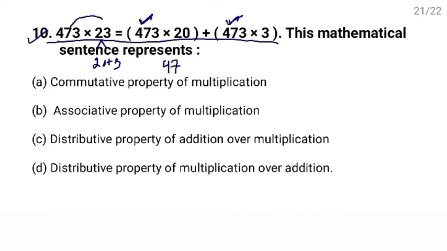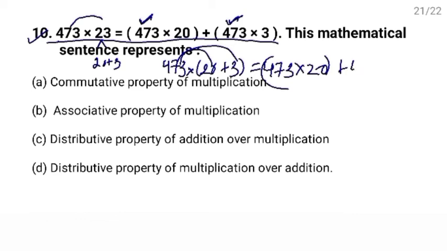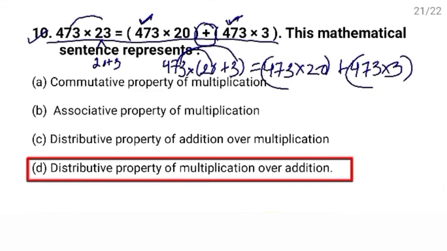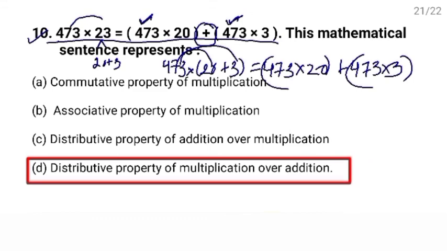This is 473 in the bracket 20 plus 3. Now we have distributed it: 473 multiplied by 20 plus 473 multiplied by 3. And which property is this? This is distributive property over addition because the plus sign is there in between. So D option, distributive property of multiplication over addition, is correct.